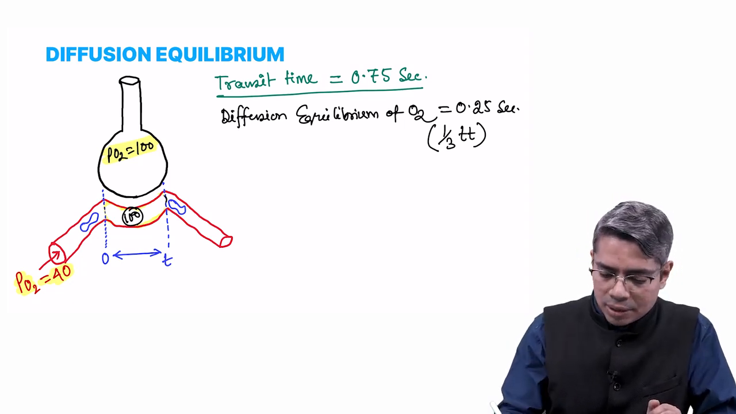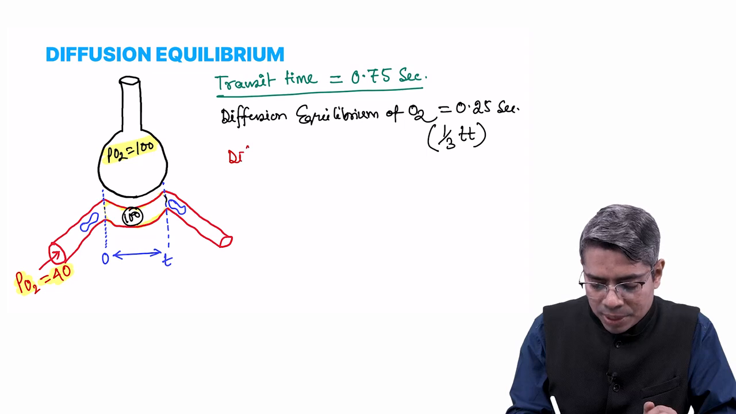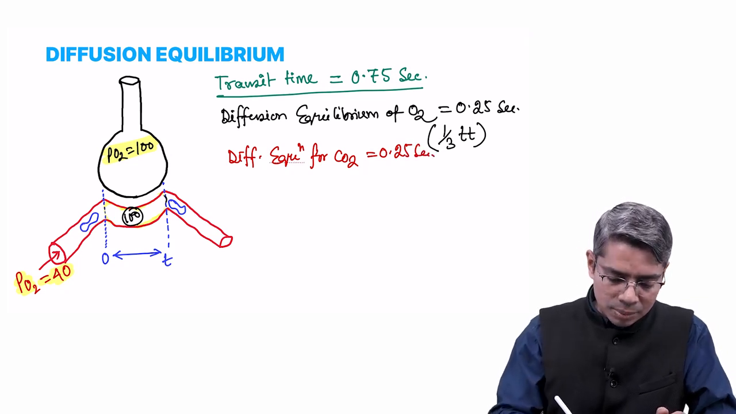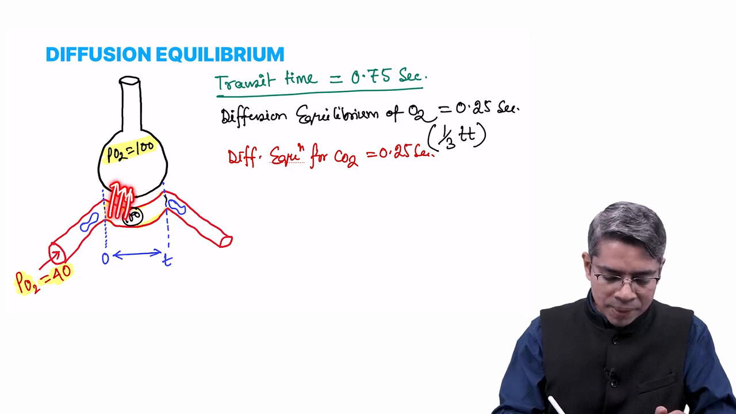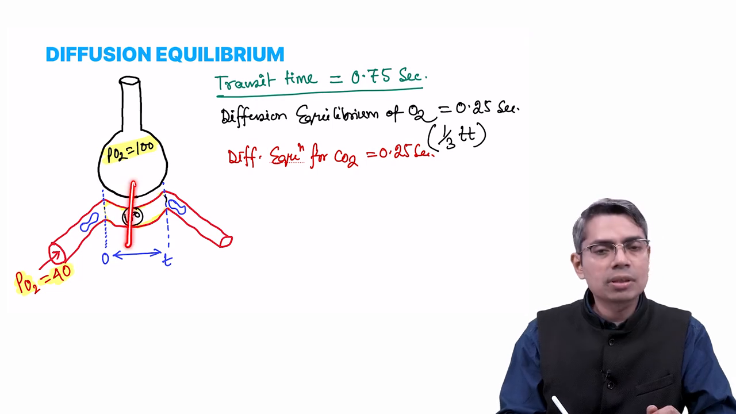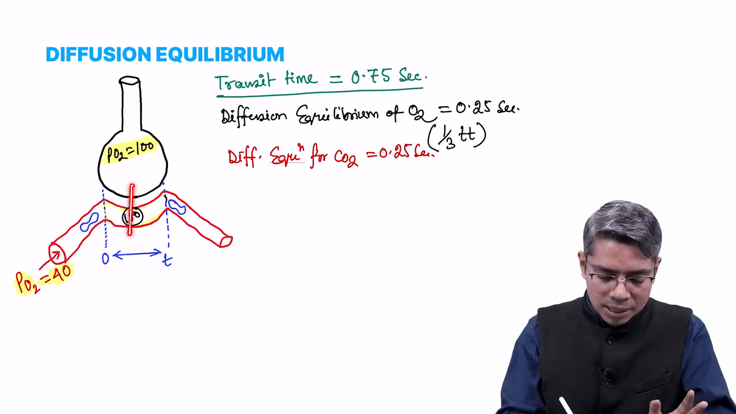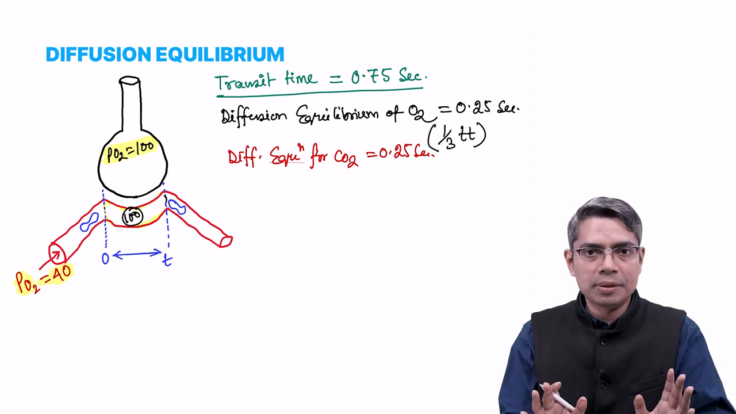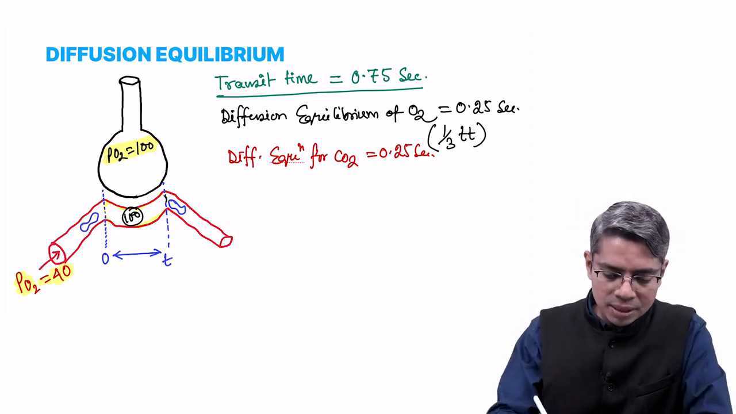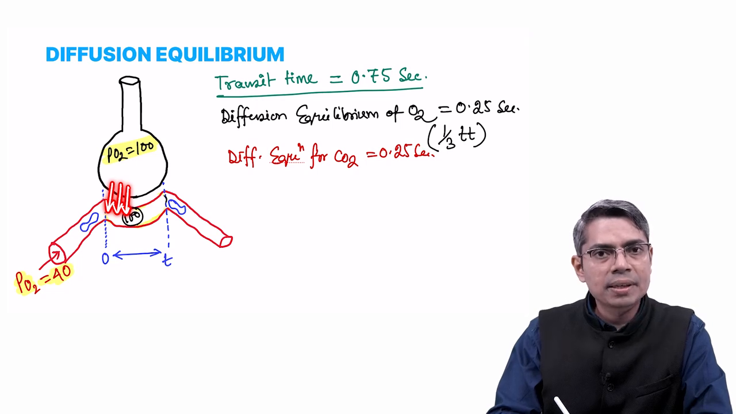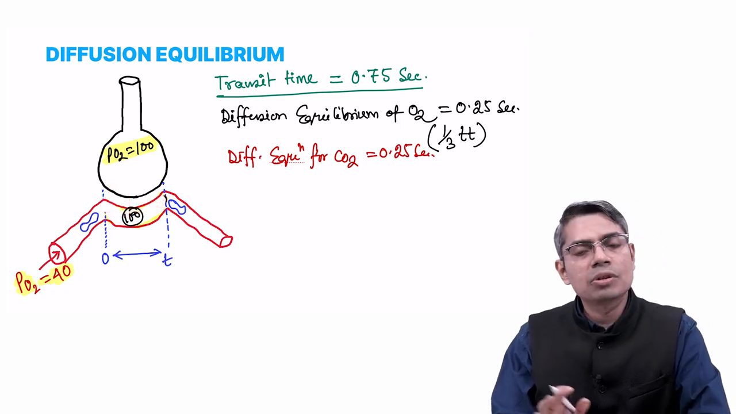Same for the carbon dioxide. I will write down here that the diffusion equilibrium for carbon dioxide will also be reached at 0.25 second only. That means if you think of the carbon dioxide diffusion, it will go on, and whenever it reaches 1/3 of the total transit time, then the diffusion of the carbon dioxide will be completed. After that, no further carbon dioxide transport is going to happen. So I can easily understand from here that diffusion of oxygen is occurring only during the 1/3 time of the transit time. Okay, and in the remaining time period there is no diffusion of oxygen.